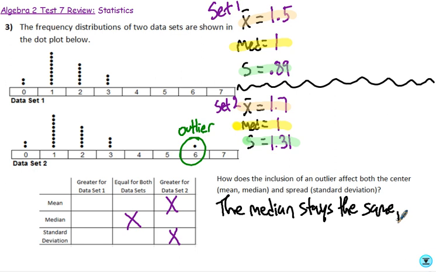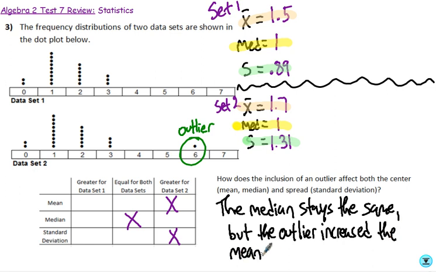but the outlier increased the mean, which is our average, and the standard deviation.